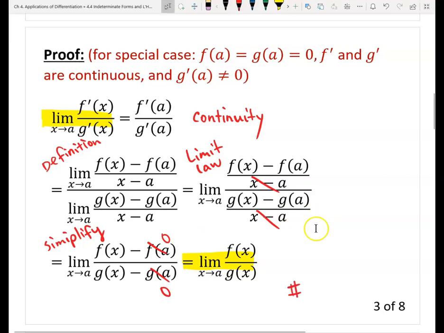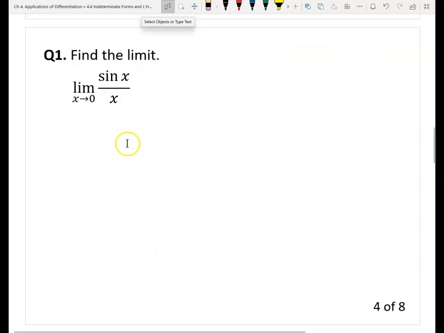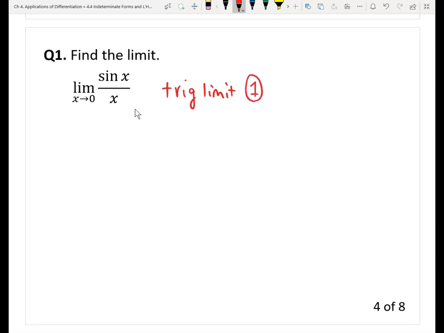Now let's go to practice L'Hopital's rule. Here is the first question. We are familiar with this limit, right? We learned it before. We call it the trig limit. Let me go to see here. We call it the trig limit, and we also know the answer is 1, right?